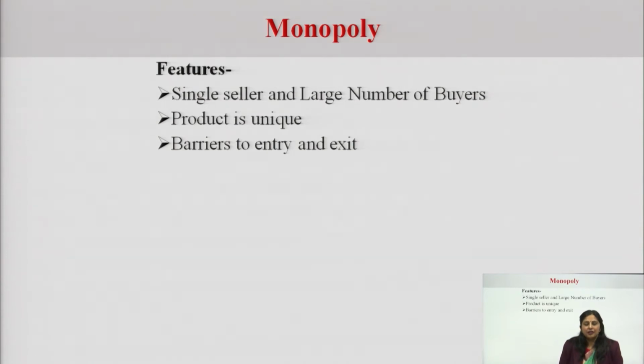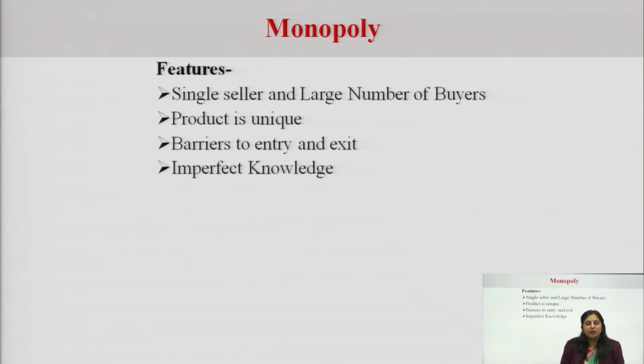There are barriers to entry and exit. Because of these barriers, monopoly can be created in the industry. The barriers to entry and exit can be in the form of legal restrictions, control over the supply of raw material, patents, copyrights, or some efficiency of the producer such that nobody is able to compete with that efficiency and enter the industry.